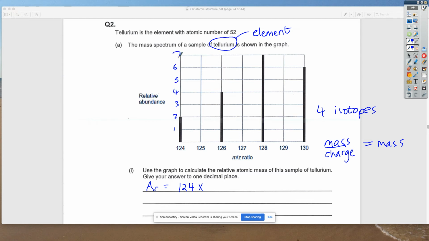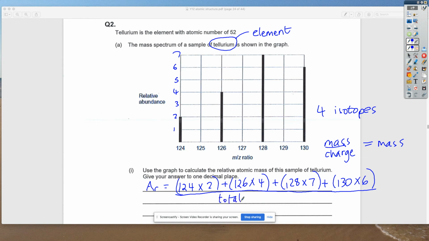So I'm going to have 124 times 2 plus 126 times 4 plus 128 times 7 plus 130 times 6. Is that okay? But when I divide, this is where it's going to be, I think, the first time that we've not divided by 100. Because you don't divide by 100 if that's not your total abundance. What you put on the bottom is your total abundance, which in this case is going to be the sum of the individual abundances, 2 plus 4 plus 7 plus 6.